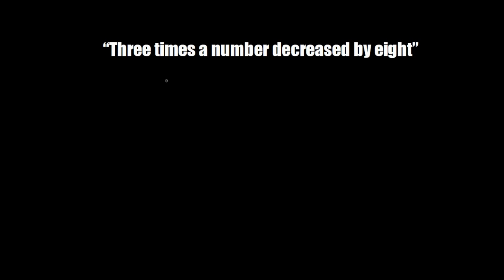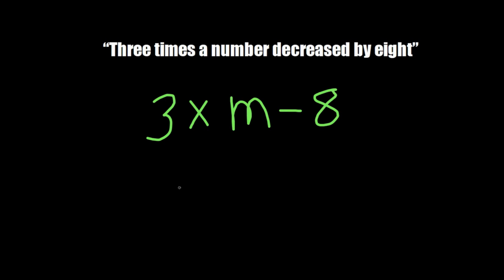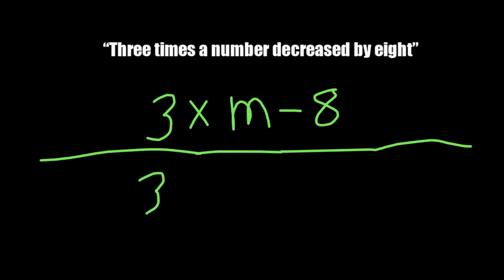So the expression for this would be 3 times a number decreased by 8. So it would be 3 times m minus 8. Or you could also write it as 3 times the variable minus 8. So the expression would be 3 times m minus 8.